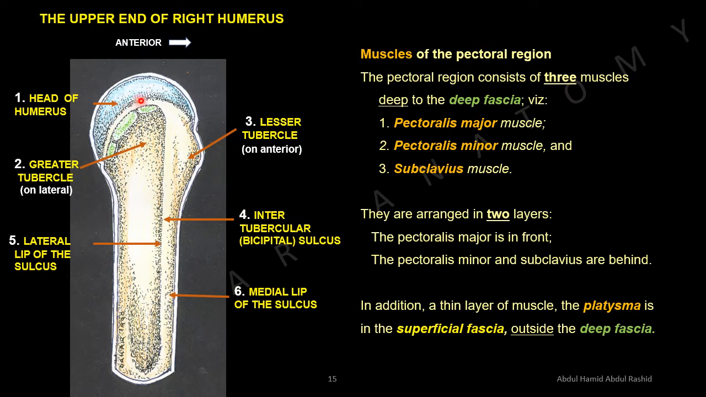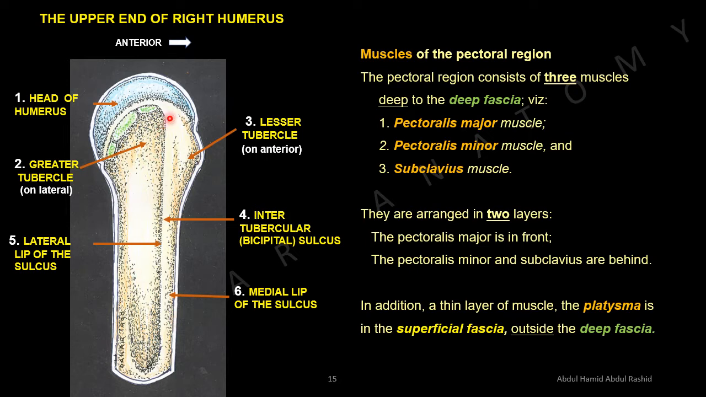See the diagram. This is the upper end of the right humerus. This is anterior. This is the head of the humerus, number 1. This part is called the greater tubercle on the lateral side. This is the lesser tubercle on the anterior side. Between the two tubercles, there is the intertubercular groove or sulcus, also called the bicipital sulcus. This part is the lateral lip of the intertubercular sulcus. This part is the medial lip of the intertubercular sulcus.